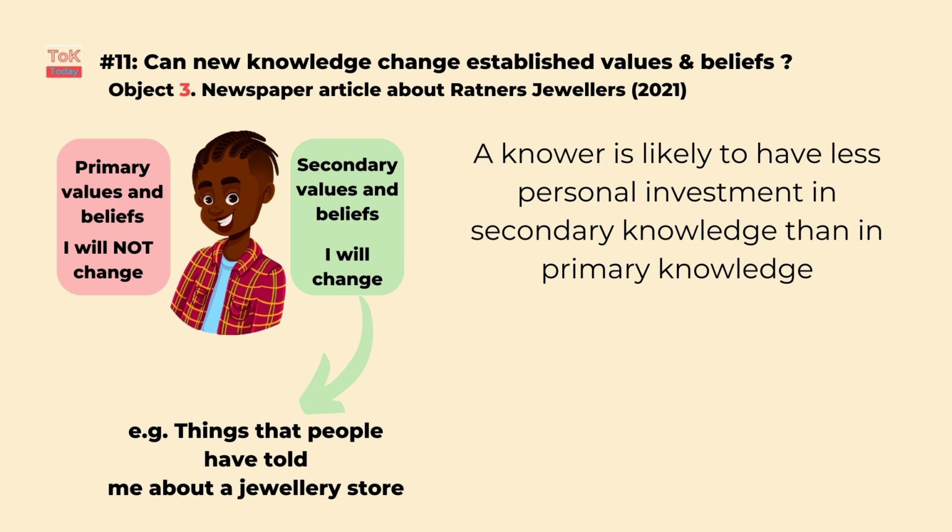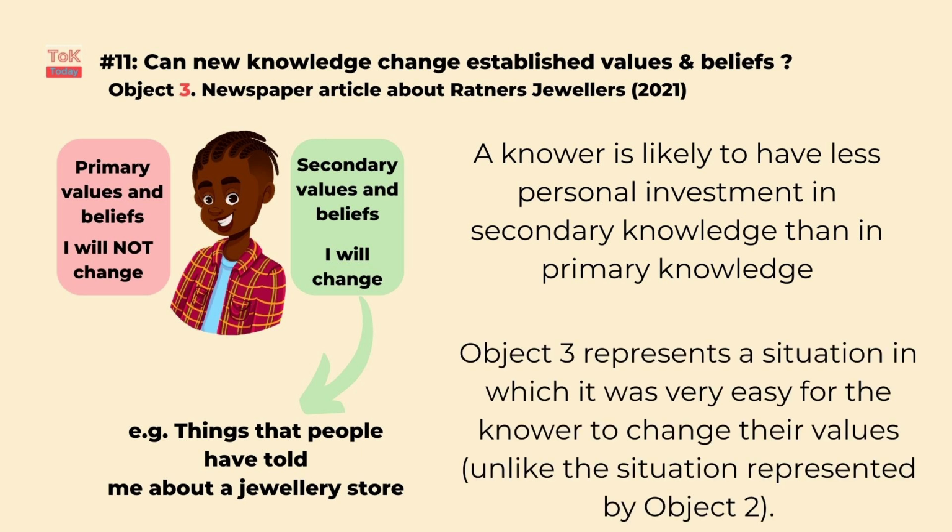Now, Object 3 represents a different perspective to that of Object 2. Now we're arguing that new knowledge can change established values and beliefs if those values and beliefs arise from secondary knowledge unrelated to identity. And secondary knowledge is knowledge that a knower has acquired through secondary sources rather than through direct experience. The values and beliefs arising from such knowledge have a mutually reciprocal relationship. With this knowledge, for example, a knower knows that Ratner's represents quality, and therefore they imbue the value of status to Ratner's. A knower is likely to have less personal investment in secondary knowledge than in primary knowledge. As such, secondary knowledge will be more open to change than primary knowledge.